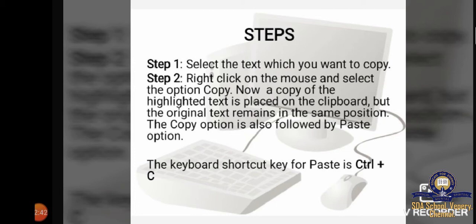Now a copy of the highlighted text is placed on the clipboard, but the original text remains in the same position. The copy option is also followed by the paste option. Place the cursor at the position where you want a copy of the text to be inserted, either in the same document or open another document.